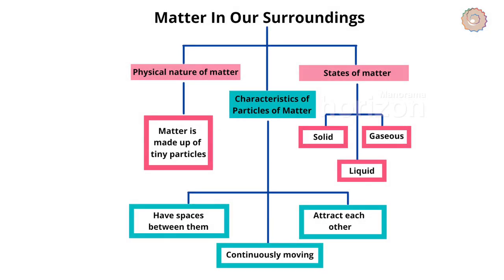So now, to summarize, matter is anything which occupies space and has mass. It is made up of tiny particles which have space between them and they attract each other. And the different states of matter are solids, liquids and gases.